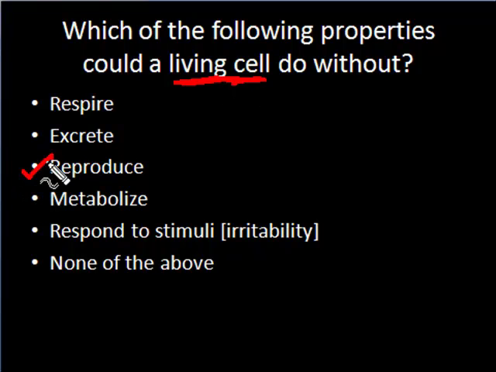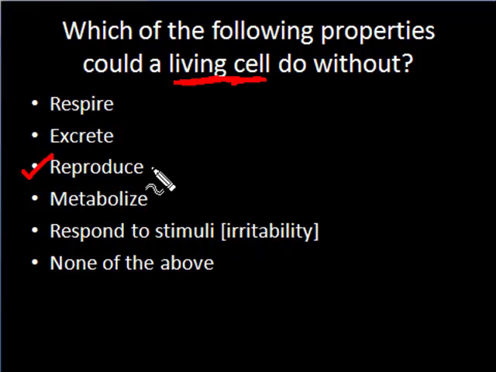reproduce. The reason being, all living cells respire because they take in oxygen and give out carbon dioxide, and that's how the living organism survives. All living cells excrete because as they metabolize the various nutrients which go into the body, waste products are formed, and those are removed from the body. So they're removed by the cell and then finally out of the body. All living cells metabolize. All living cells also respond to stimuli and irritability. However, all living cells do not need to reproduce.